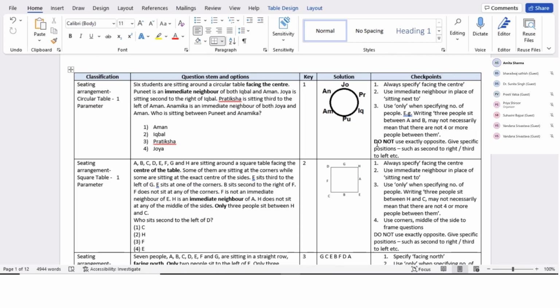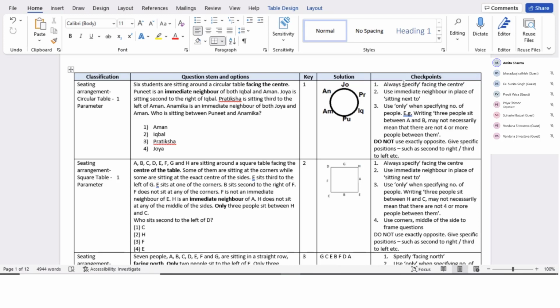Okay, so I'll just quickly take you through what we had given to the creators to take care of. Wherever we have seating arrangement questions, like I just said, it's very important, and I have a few checklist points here for them to take care of. If they're writing circular table, we have told them to specify that they're all facing the center, which is very important. So please check that they have written these checkpoints there. Also, like I said, if they are adjacent to each other, we've told them to write that they're immediate neighbors.